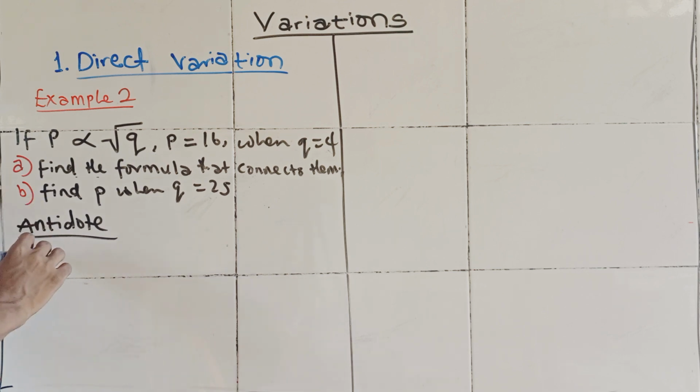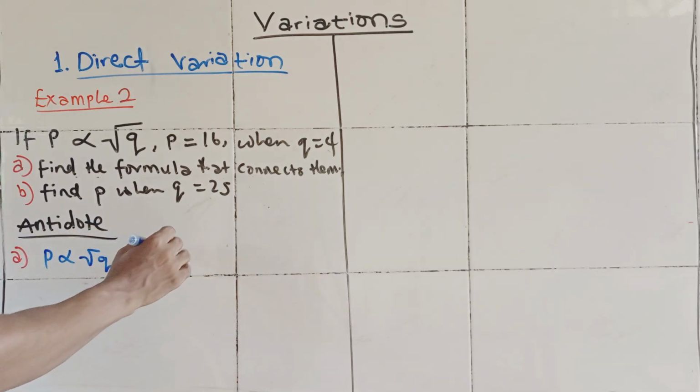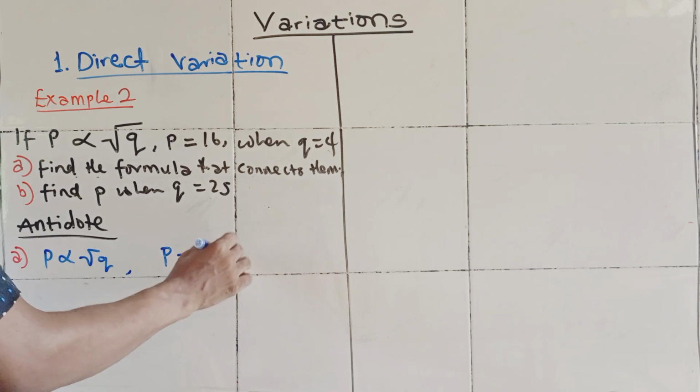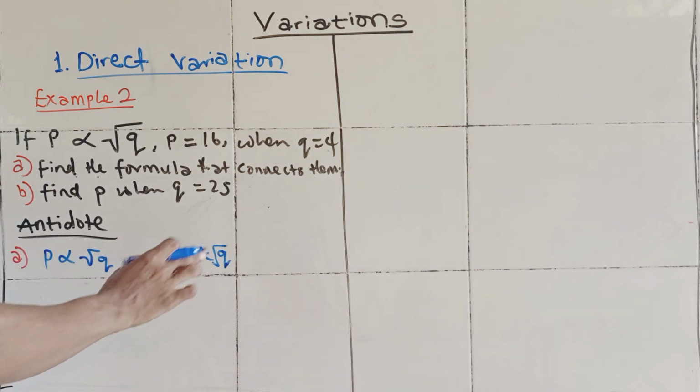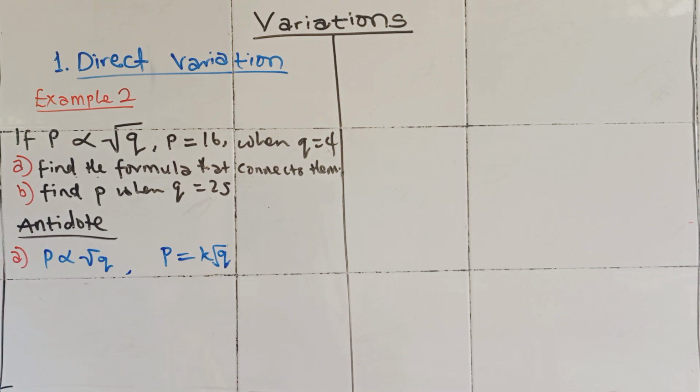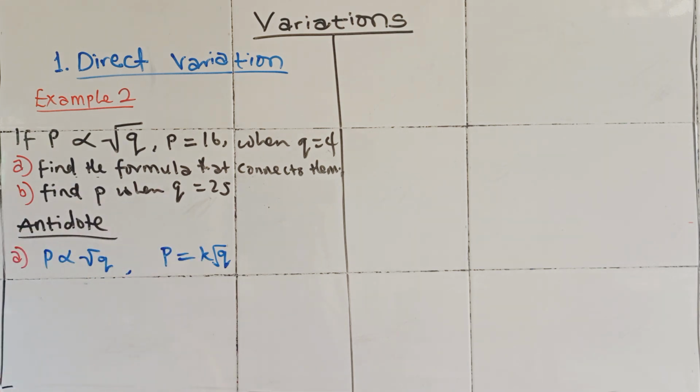They said P varies directly as what? The square root of Q. Then to provide the constant, it will now be P is equal to constant times the square root of Q. Did you see it? So, constant times the square root of Q. Now, very easy.